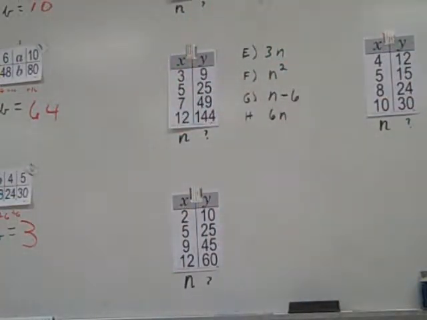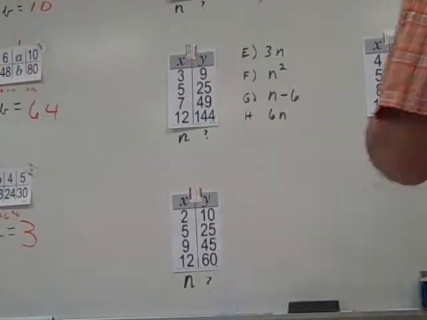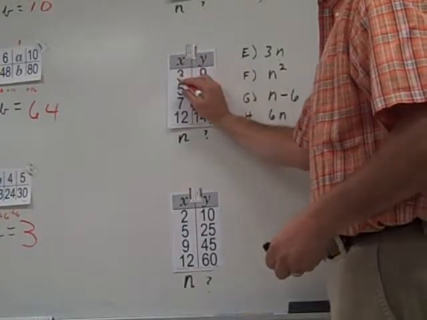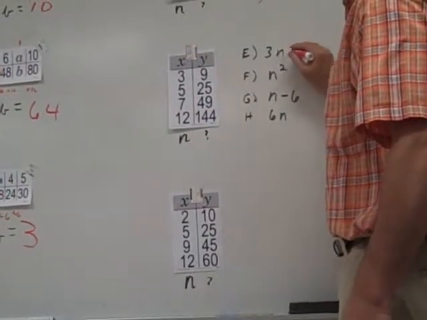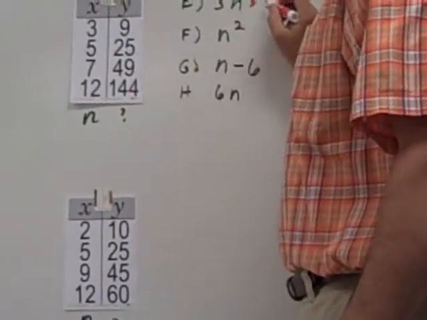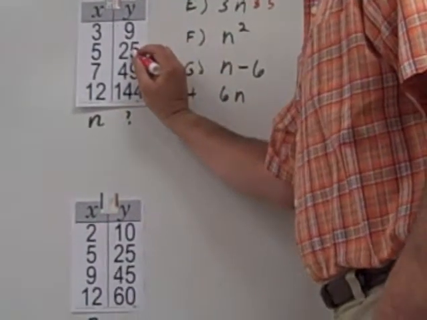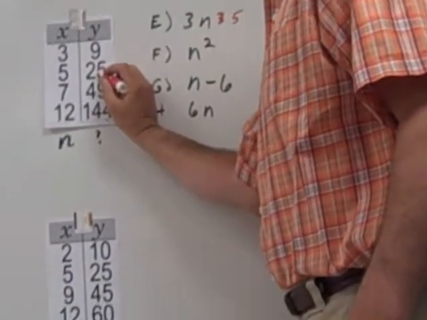Here we go. Let's put it in there. What do we got to put in there? The first column number, 3, goes in there for n. What's 3 times 3? Put a 5 in there. 3 times 5. Uh-oh, I'm supposed to get 25. What does that tell us?